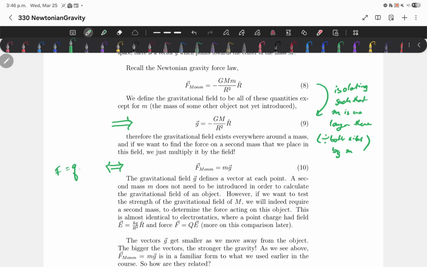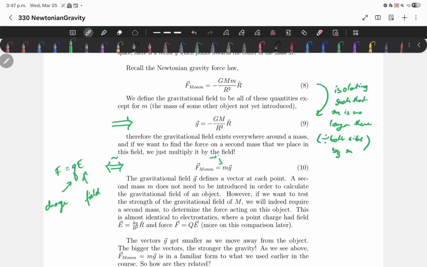Charge times field. Mass times field. The way in which we calculate force in electrostatics compared to Newtonian gravity is the same basic relationship. We multiply the parameter associated to that field theory, which is mass, times the field itself. So F equals QE, F equals mg, very similar for the two theories.